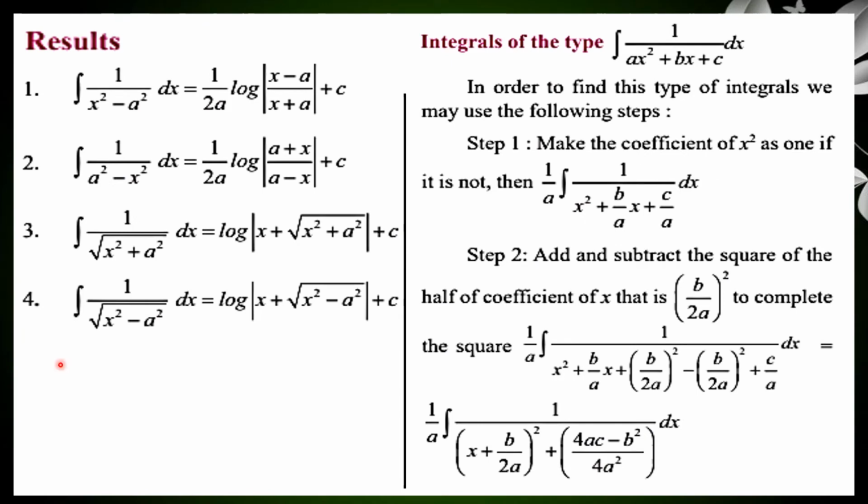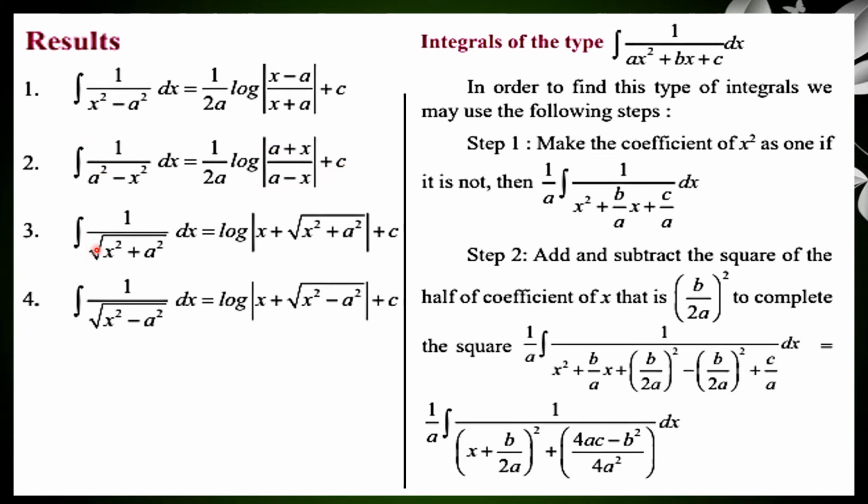Now we will learn some formulae and the special type of integrals which are solved using these formulae. First one: integral of 1 by x square minus a square dx is equal to 1 by 2a log modulus of (x minus a) upon (x plus a) plus c. And integral 1 by a square minus x square. In the first one it is x square minus a square, here it is a square minus x square. The formula is a little similar: 1 upon 2a log modulus of (a plus x) upon (a minus x) plus c.